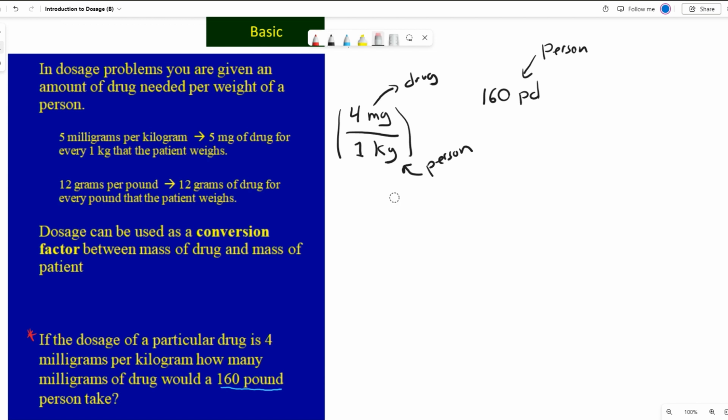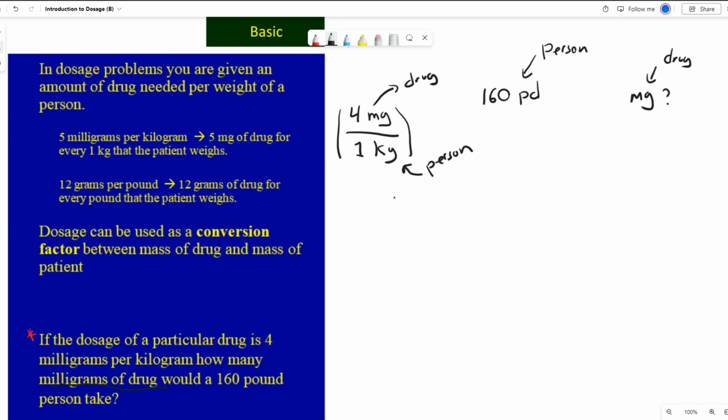I've taught courses with dosages in them for over 20 years. I've seen students where they'll say, okay, well, what is the problem asking for? All right, well, let's see what the problem's asking for. It wants to know how many milligrams of drug. Okay, so we need to find milligrams of drug.